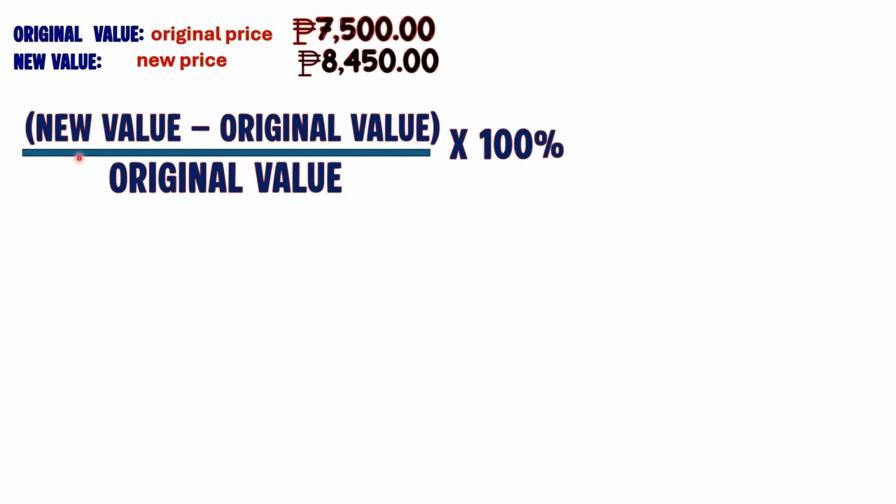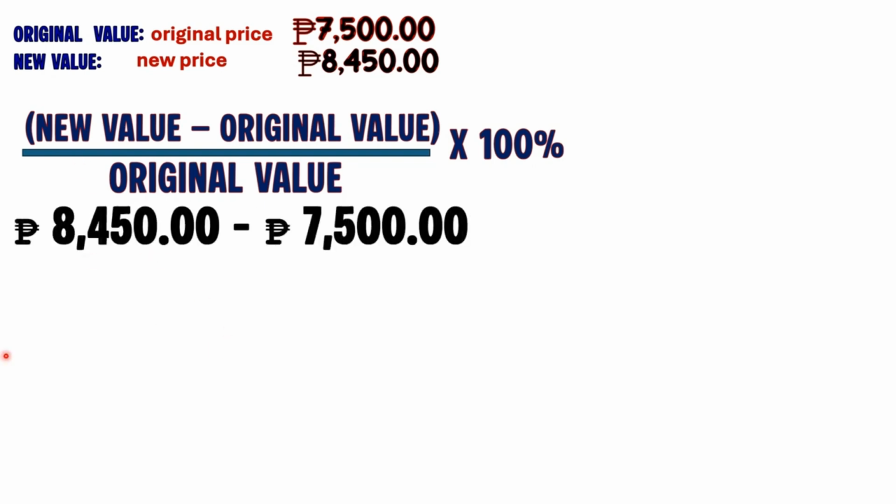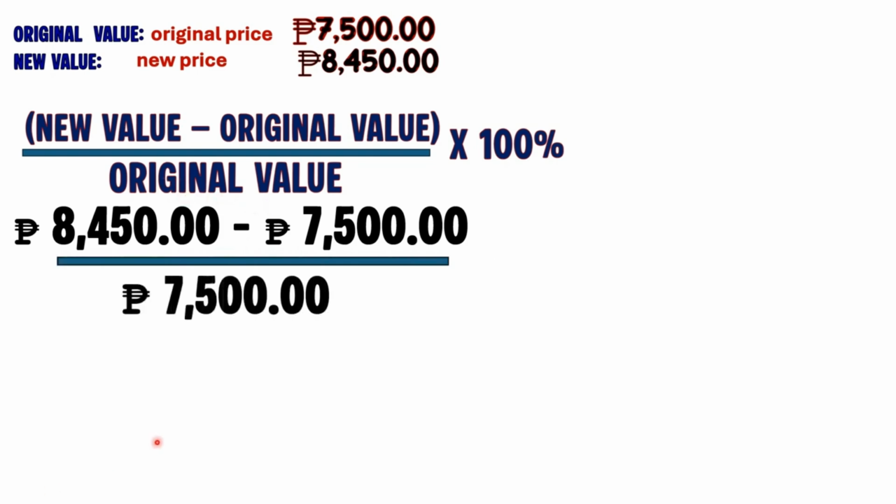Now let's substitute to the formula to find the percentage increase. We have new value, 8,450 pesos, minus the original value, which is 7,500 pesos, divided by the original value, which is 7,500 pesos, times 100%. Next, let's simplify.